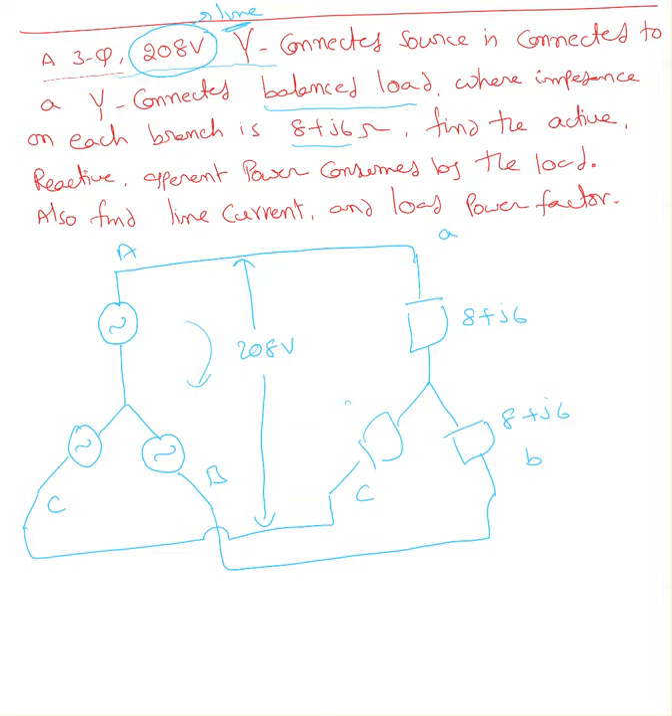Now what can we find without calculating anything here? The first thing we can find is the load power factor. The load power factor is equal to cos theta L. I'm going to take that as load. Here I don't have any impedance on this line. Sometimes you will see some impedance on this line, right there.